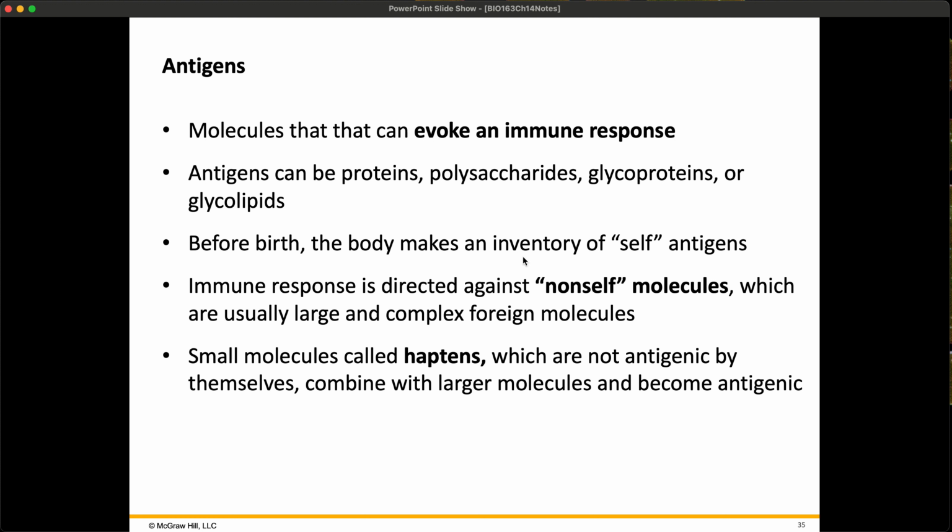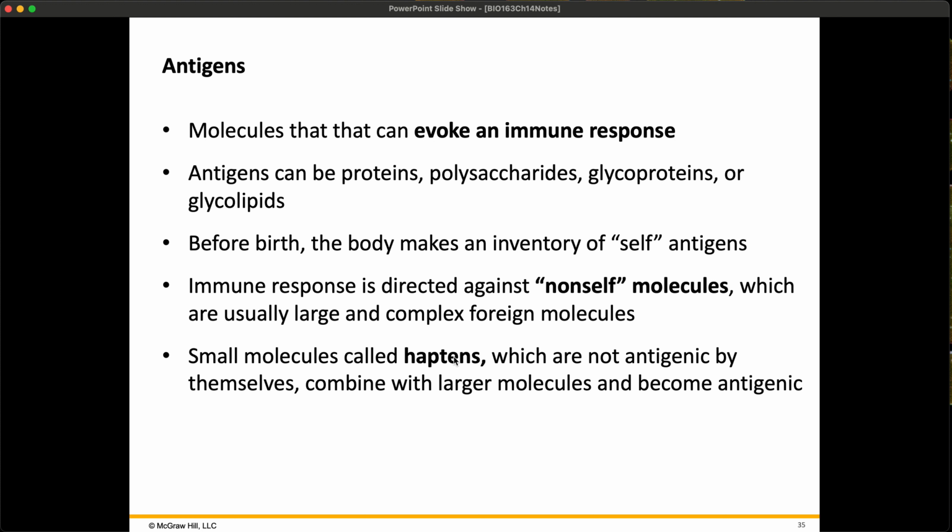Before birth, the body makes an inventory of the self-antigens. So it says, okay, these are the range of self-antigens that are normal to us, and we're not going to attack those. If we see these on a cell, we know that it's normal and that it's safe. Anything else, we can go at it, fair game. So the immune response is directed against these non-self molecules. They tend to be large, complex, foreign molecules in the body.